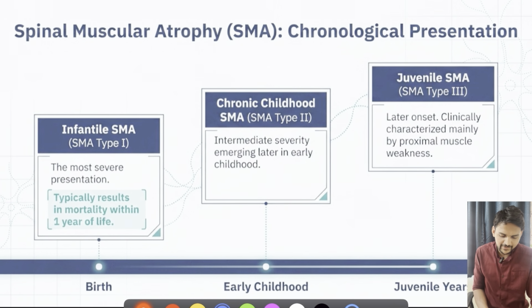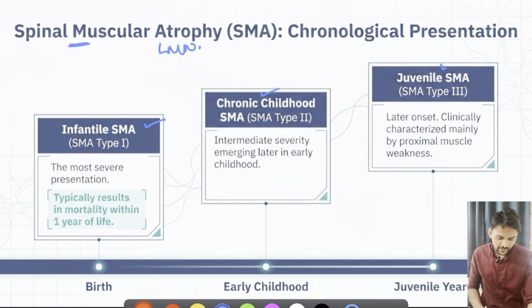The other motor neuron diseases, mainly pure LMN type. The example is spinal muscular atrophy. So there are various types, we can say infantile onset or chronic childhood SMA variant or juvenile variant. So definitely type 1 will have the most severe presentation with very poor survival, typically resulting in mortality within 1 year of life. Whereas childhood onset type 2 SMA has intermediate severity and juvenile SMA is of quite later onset.